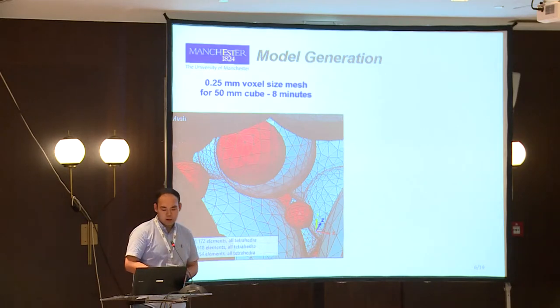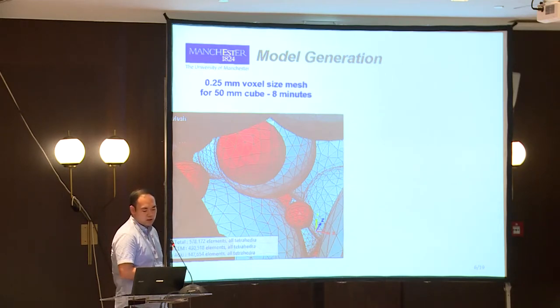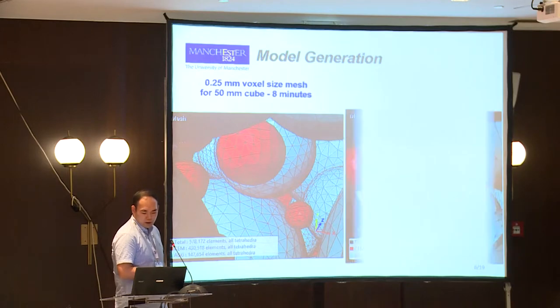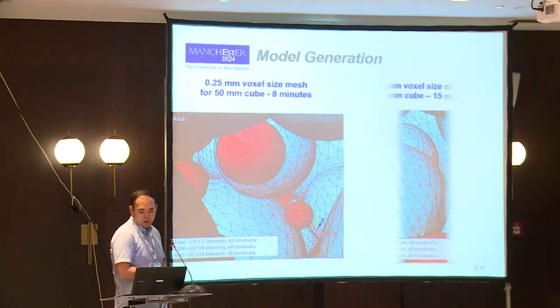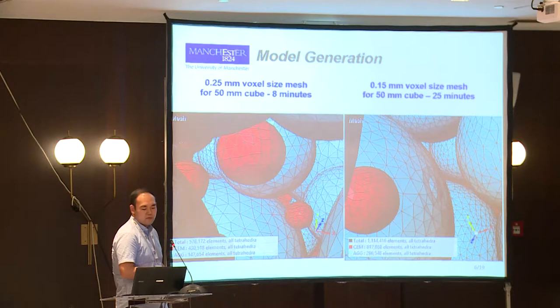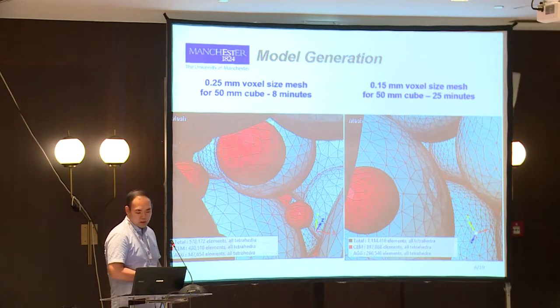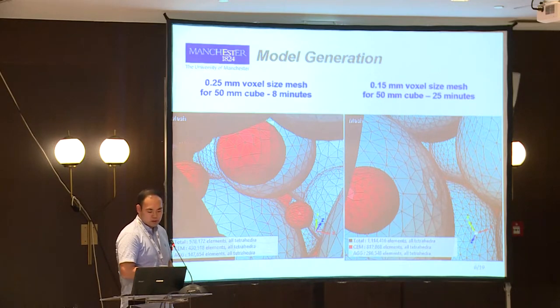So in SimpleWare, the red particle is the void and the blue particle is aggregate. 0.25 and 0.15 millimeter box size meshes are generated to carry out the mesh sensitivity test, and the 0.25 millimeter box size mesh is used in the following results.